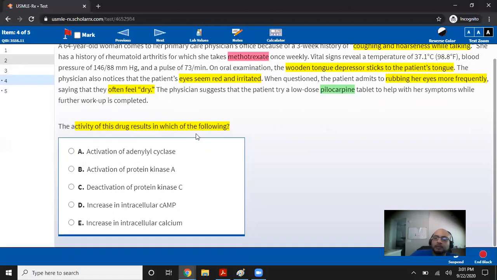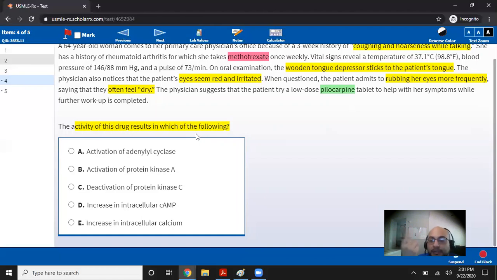What does he do? Well, pilocarpine is muscarinic. Matter of fact, he's a muscarinic agonist. You say, okay, great. So now this patient has trouble with her eyes. You say, all right, well, which muscarinic receptor is found in the eye? M1.